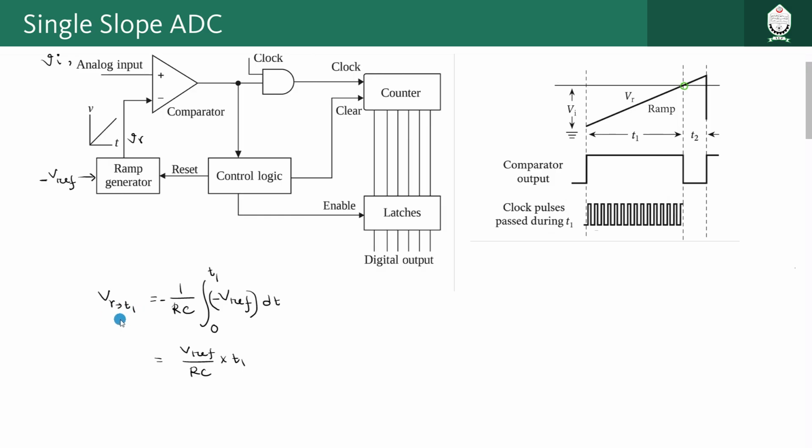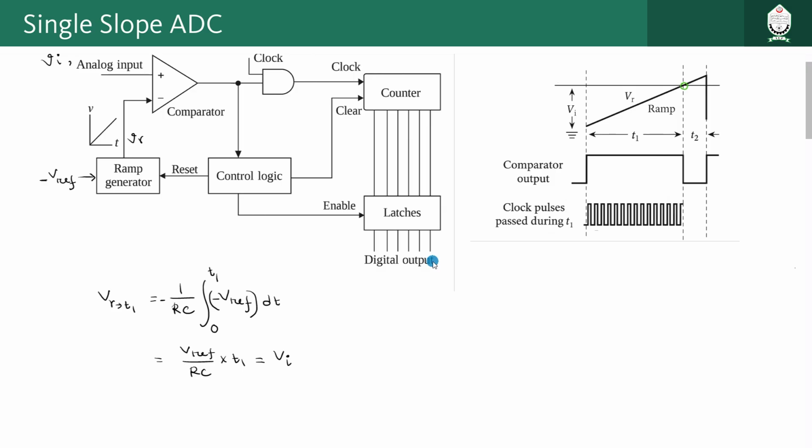And after the duration of T1, what happens? VR becomes equal to VI. This voltage becomes equal to this voltage. So we can also say this voltage is equal to VI. So if that is the case, from this one we can get some idea about whether the digital signal we have got as the output is actually equal to the analog voltage or not.